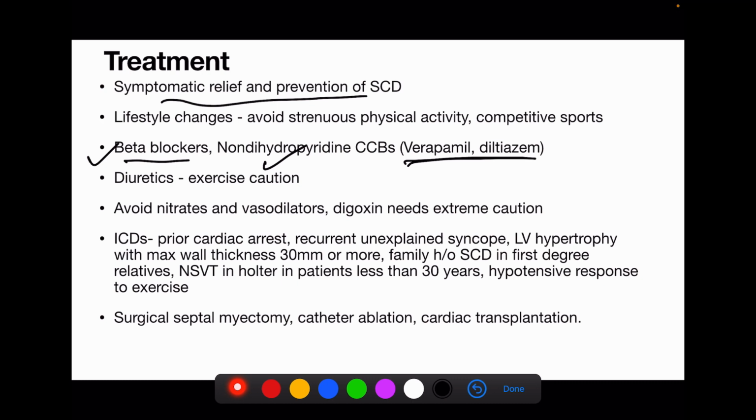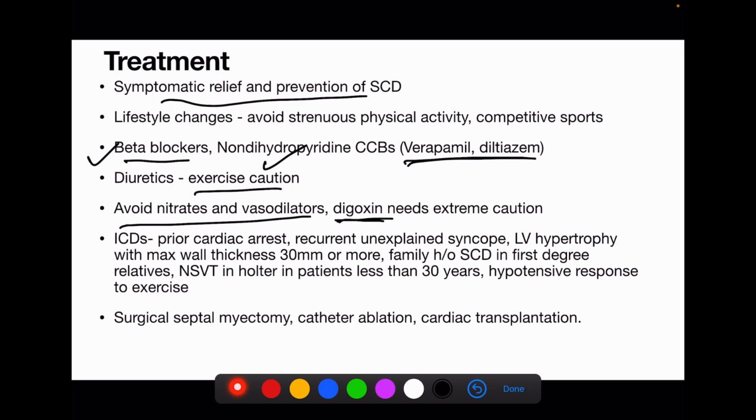You definitely have to diurese the patient, but you should exercise extreme caution when you're diuresing the patient. If you over diurese the patient, the patient is going to get volume depleted, and there are going to be more symptoms and more problems. And you avoid nitrates and vasodilators at all costs because of the reasons that I mentioned before. You're decreasing the afterload.